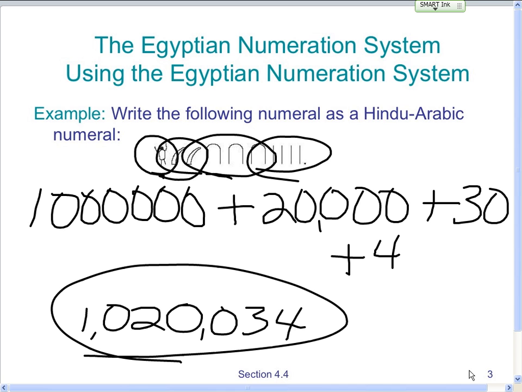It doesn't matter the order in which we write these. We could put these up here and it would still be the same number. You just add the numbers up.